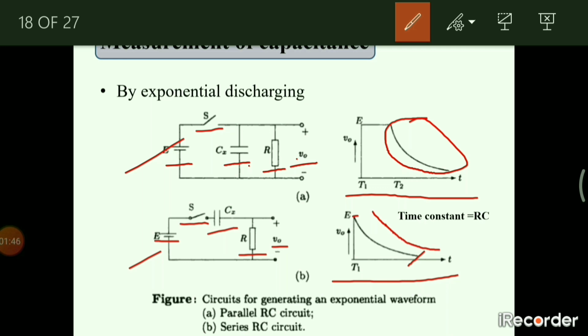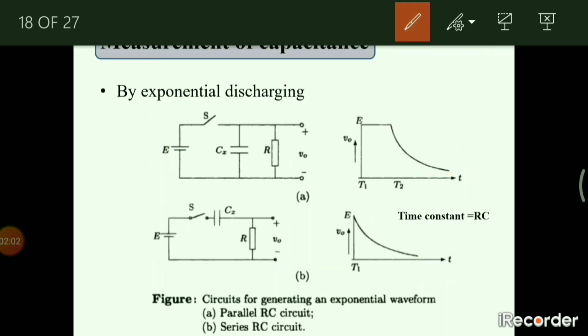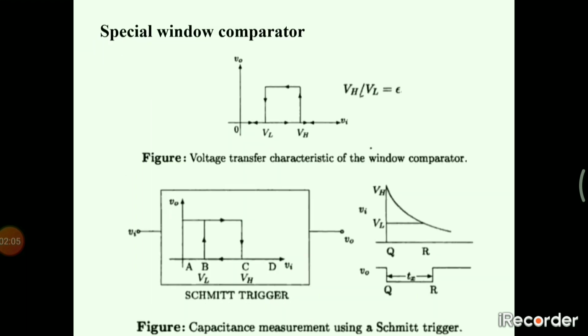required for this circuit is our interest, because we know that time constant is equal to R into C. If we know the value of time constant, and if we know the value of R, we could easily find out the unknown value of capacitance C. Now there are two methods to find out the unknown value of capacitance by using charging and discharging time of a parallel and series RC circuit. The first method is the window comparator method and the second is the Schmitt-Trigger method.